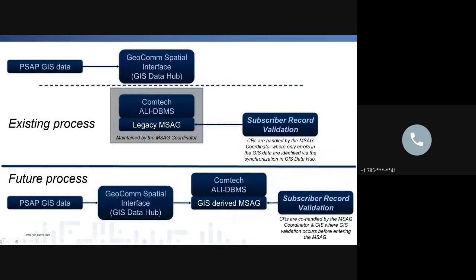So we have a couple of flow diagrams here. At the top, what you are seeing is the existing project, so how it works today. The PSAP GIS data is submitted through the GeoCom spatial interface. Those of you who submit GIS data, that is our GIS Data Hub product at GeoCom. From there, your GIS data is quality controlled. You get the results back, and then you make the updates.